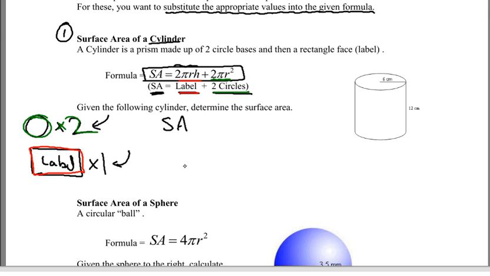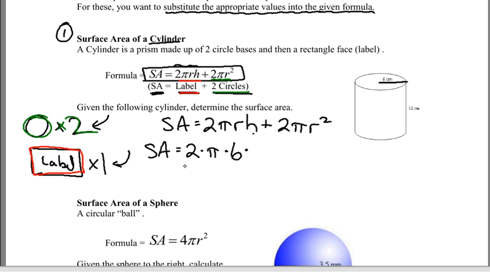So surface area of a cylinder, 2 pi rh plus 2 pi r squared. So now I can substitute in. Surface area is 2 times pi times the radius, which is given as 6, times the height of the cylinder, which is the distance between the bases, which I can put as 12. Plus then the 2 circles, 2 times pi times, again, our radius of 6, and it needs to be squared. So there's what we're looking at for our calculations.